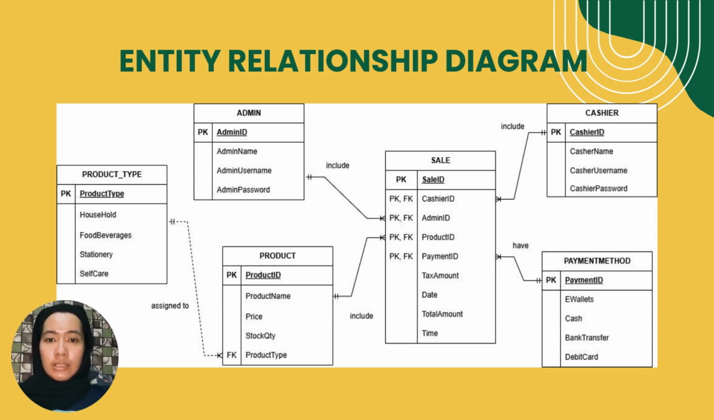Next is sale. This is a transactional table that records every sale made. It links together the admin or cashier who made the sale and the product that was sold. It also includes details like the date, time, and total amount.